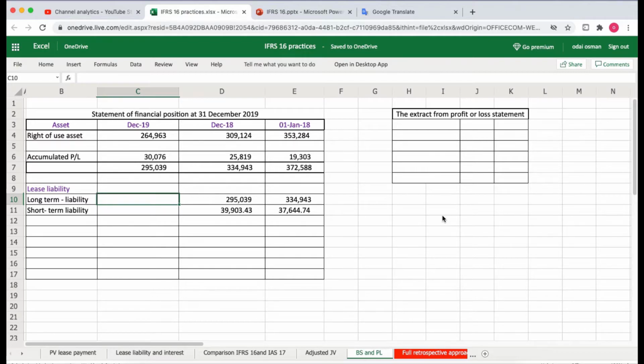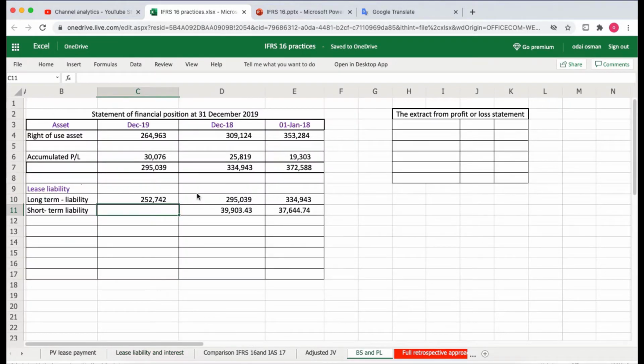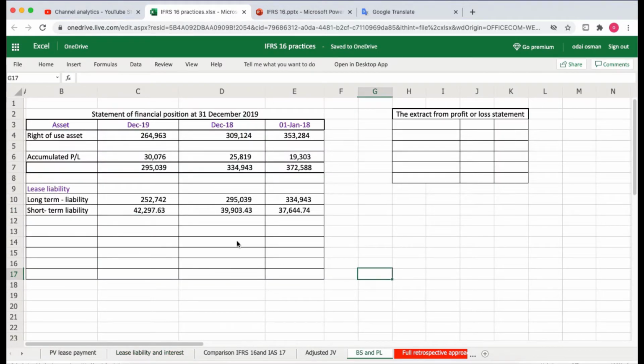So in 2019, we do have the long-term liability. We are in 2019, meaning year 2018. Our long-term liability would be this amount, and our short-term liability would be this amount.